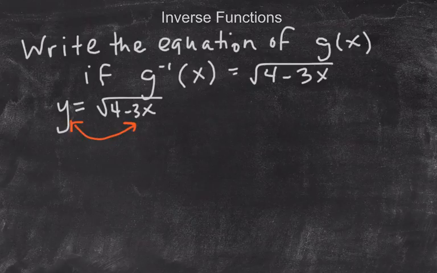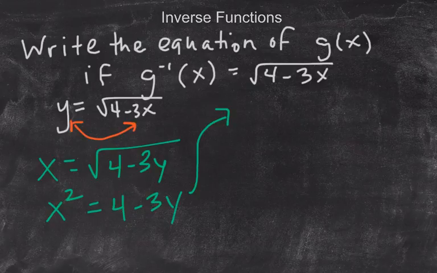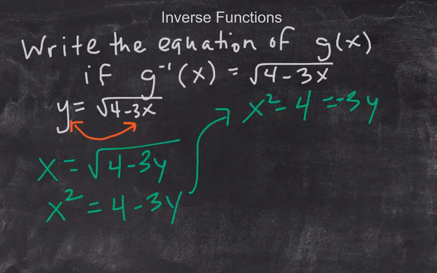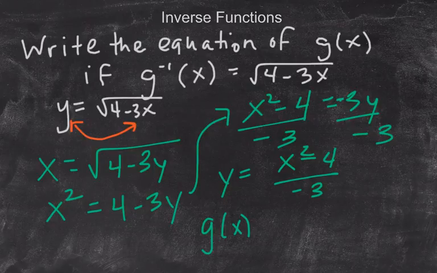So when I switch the inputs and the outputs, I get x equals the square root of 4 minus 3y. I'm going to square both sides. I'm going to subtract 4. So x squared minus 4 equals negative 3y. And I'm going to divide by negative 3 on both sides. So y equals x squared minus 4 divided by negative 3. I'm going to write that in function notation, remembering that we were given the inverse, so we're going to write g of x, which is x squared minus 4 all divided by negative 3.